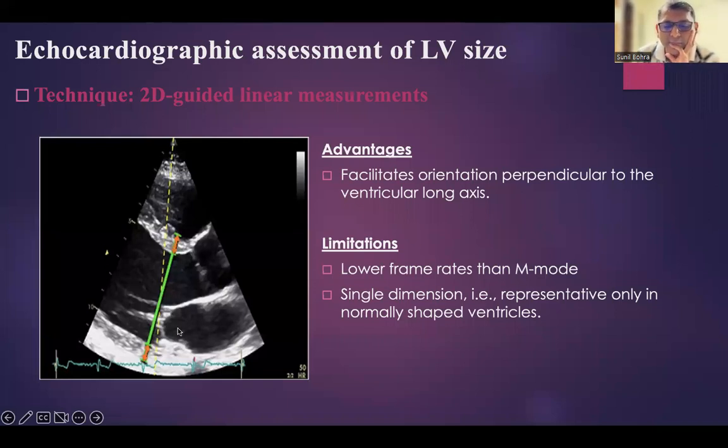Again, here the limitation is the lower frame rates than the M mode. So sometimes the image is not very clear, and then you can have some difficulty in measuring, and the dimensions may not be correct. Again, it is representative only in normally shaped ventricles.